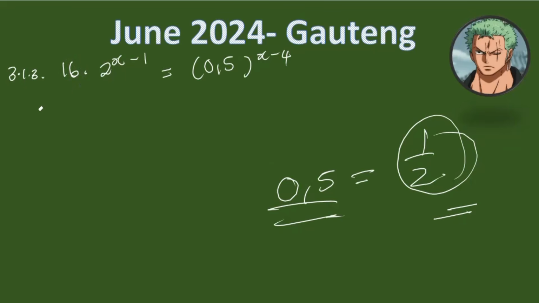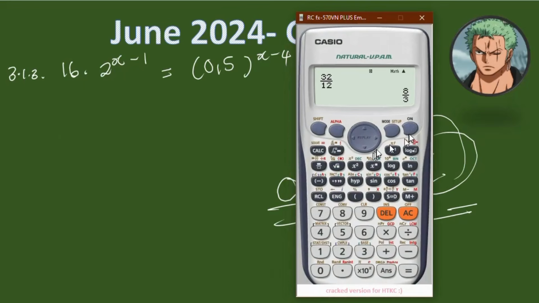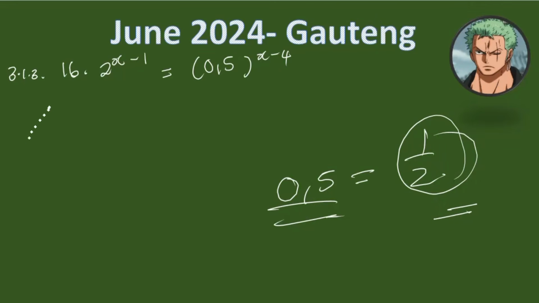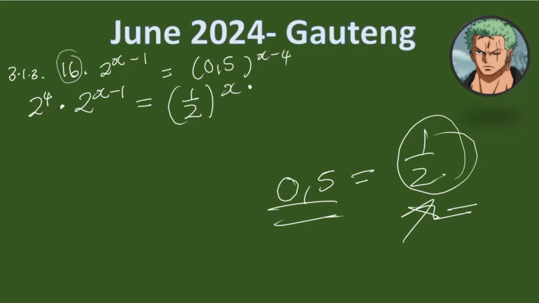I'll write this in exponential form. If you don't know how to do things in exponential form, the calculator is your friend, right? 16 equal sign, shift, fact. What's fact? There. You see that? It's written fact in orange somewhere there. You press that, it tells you that this is 2 raised to 4. I have 2 raised to 4. That's my 16, right? Multiplied by 2 raised to x minus 1. This is equals to, what is 0.5? I already said it here. That is 1 over 2. Right. All this is raised to x minus 4. Do we see that?